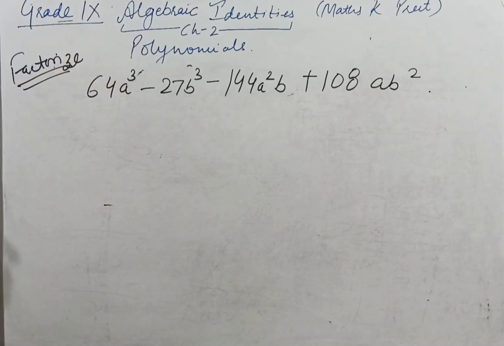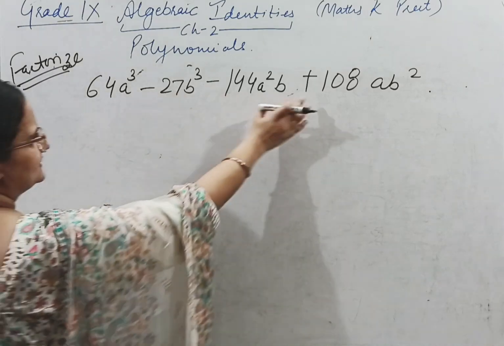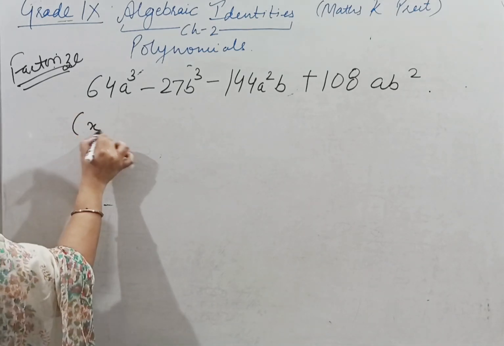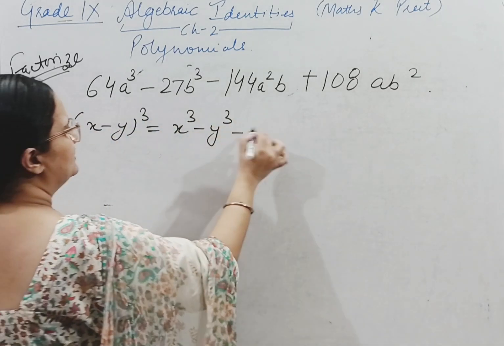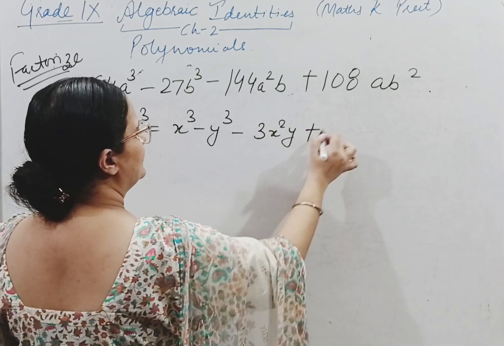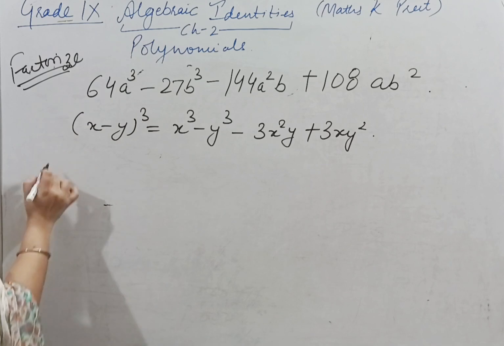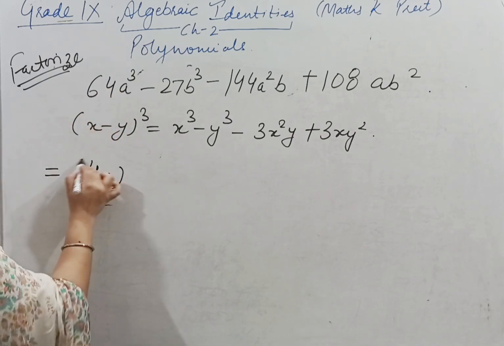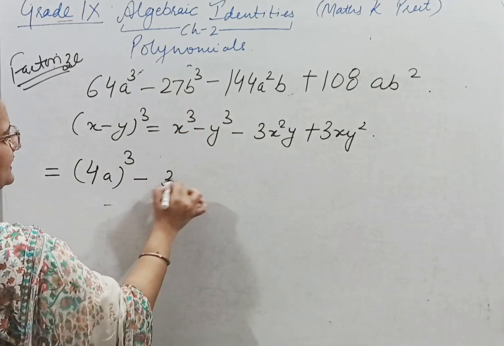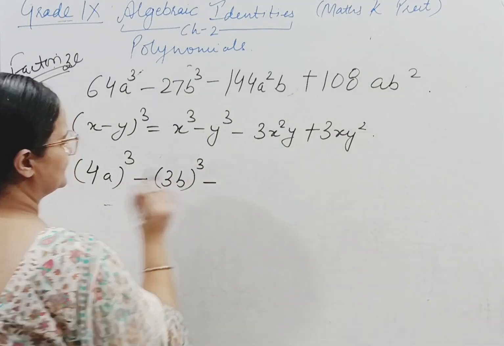So we all know that we have seen identities that are similar to this expression. So I can write this as all are of minus and the last one is of plus. So I will make use of x minus y whole cube. So x cube minus y cube minus 3x square y plus 3xy square. This was the second identity. So I can write this expression as, to make it a whole cube, I can write this as 4a whole cube. Fine. This 27 can be written as the cube of 3. So 3b whole cube minus.